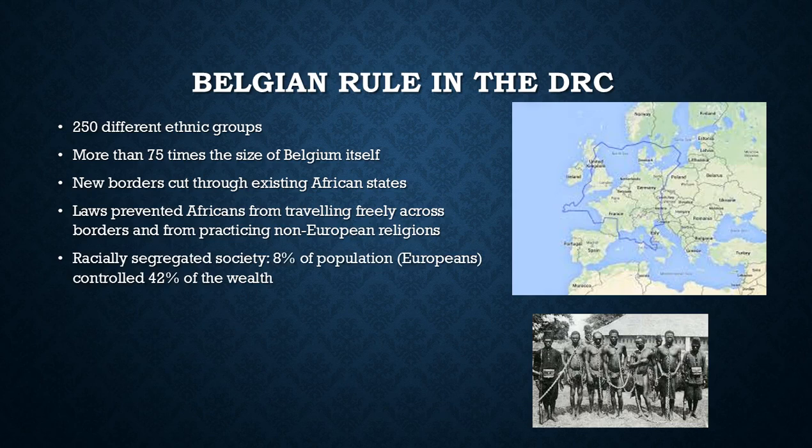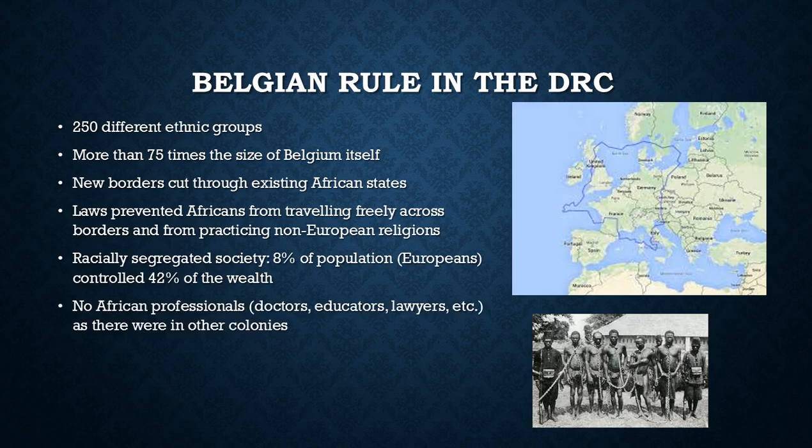It was also a racially segregated society, just like many colonies in Africa, and about 8% of the population was Europeans, and they controlled 42% of the wealth. So about half of the money that was produced in this colony went to only 8% of the population. So the other 92% had to share the other half of the wealth. So you can see kind of the drastic divergence between Europeans and Africans in terms of social class, wealth, economic status, social status, those kinds of things.